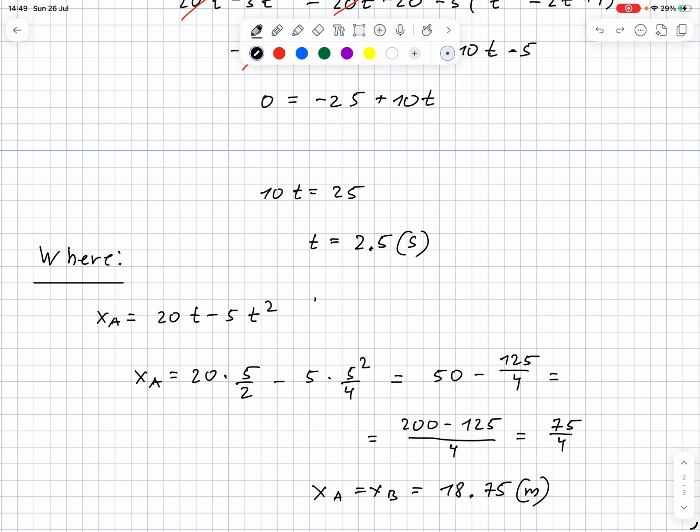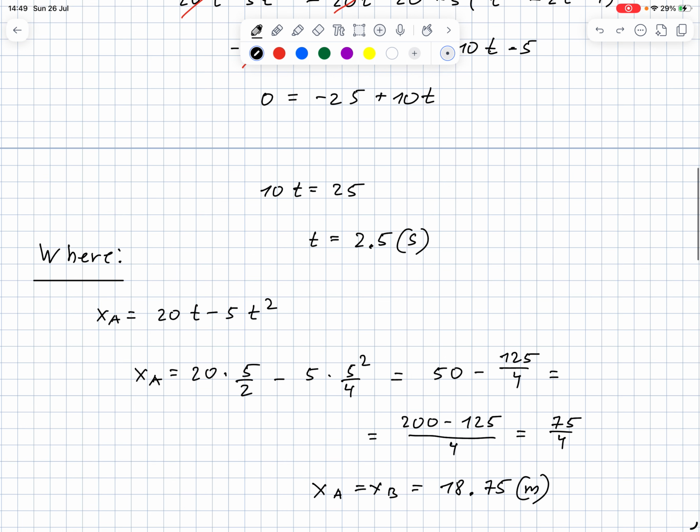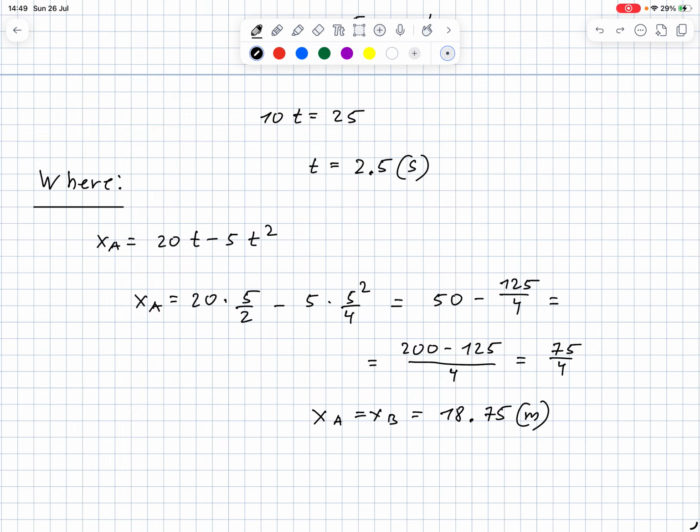Again, we are using this expression. We will substitute t by 2.5 seconds, and I hope there are no mistakes. We find that the position where they will pass each other is 18.75 meters.